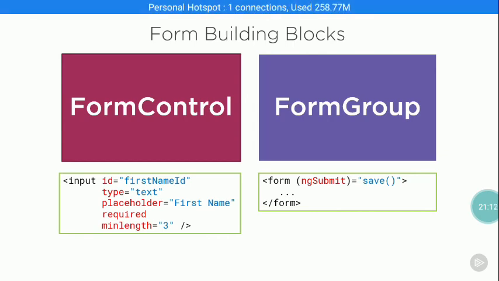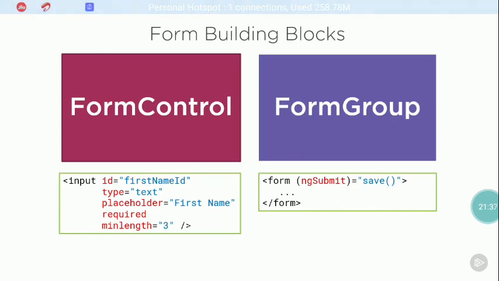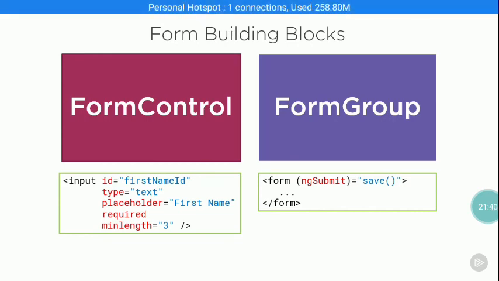But any group of input elements on a form can comprise a form group. We could group the input elements for a mailing address block, for example, and form groups themselves can be nested within other form groups. For clarity, I'll often refer to the form's form group as the root form group. These building blocks are actually classes provided when we work with Angular forms. Instances of these classes define the form model.